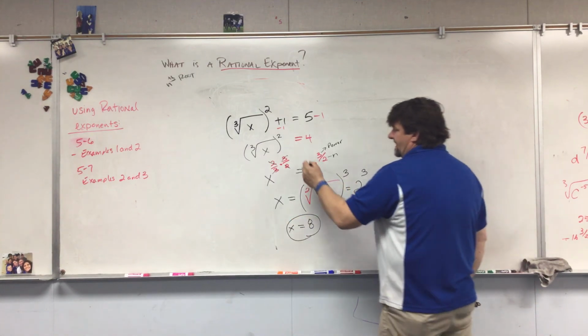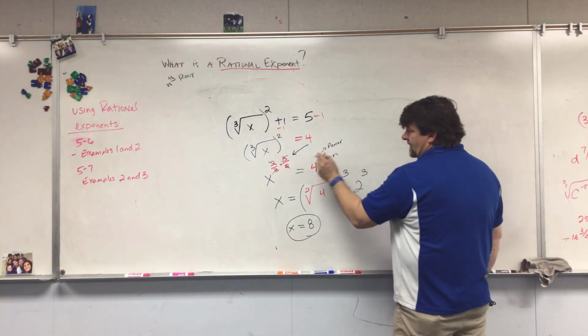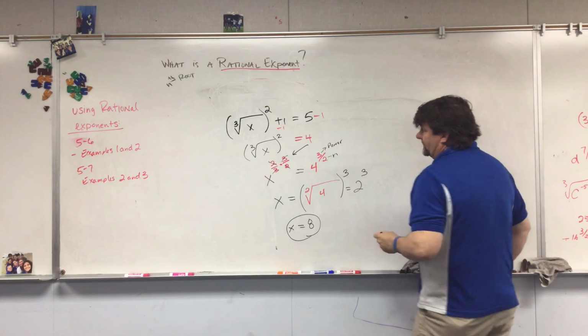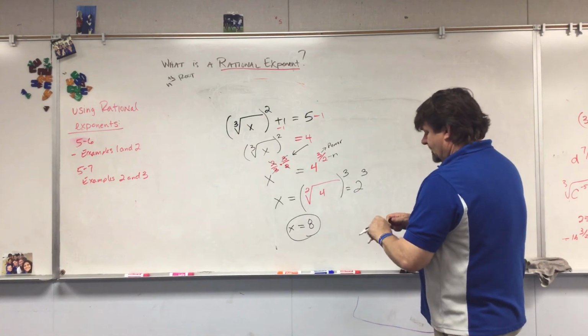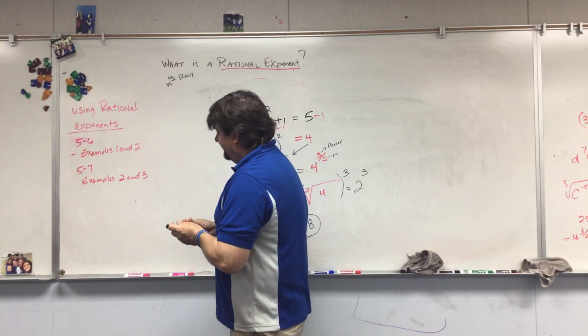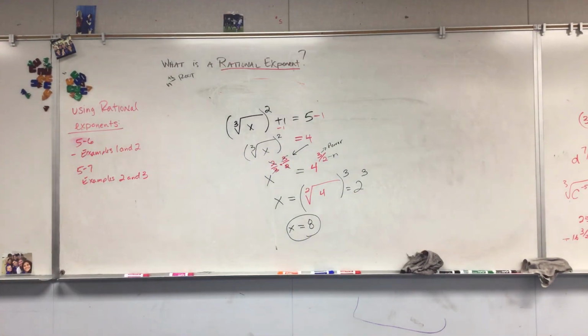Key step right here, guys. Changing it into a fractional exponent, multiplying by its reciprocal. That's what we're introducing with rational exponents, guys. Good luck. You can look at examples 1 and 2 on 5-6 and examples 2 and 3 on 5-7 and see what we come up with if you need more help.